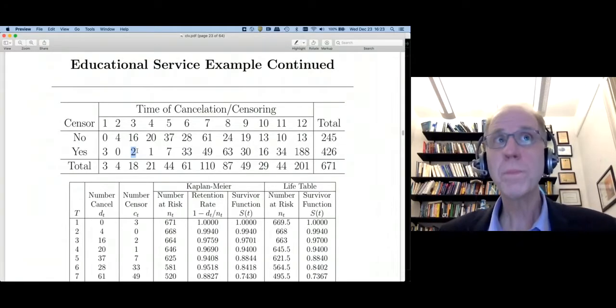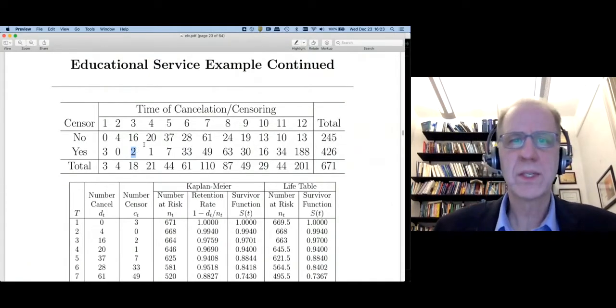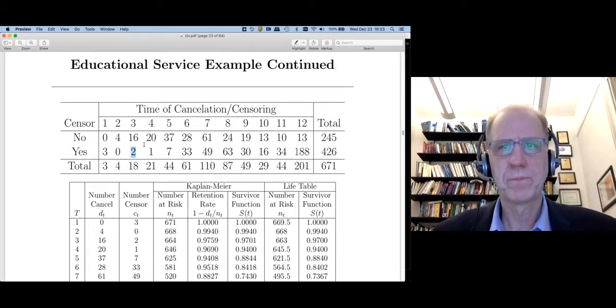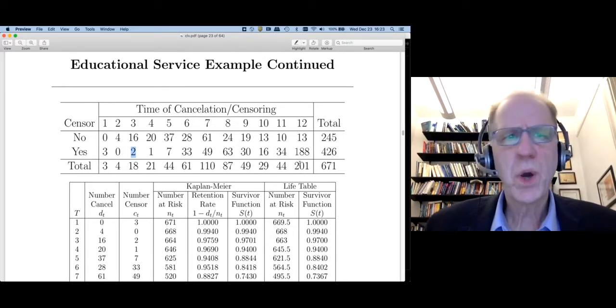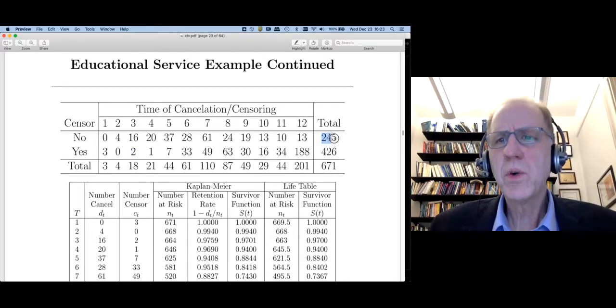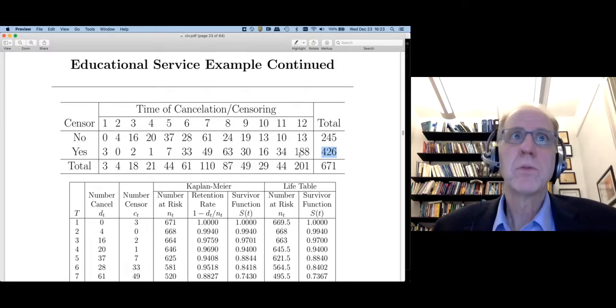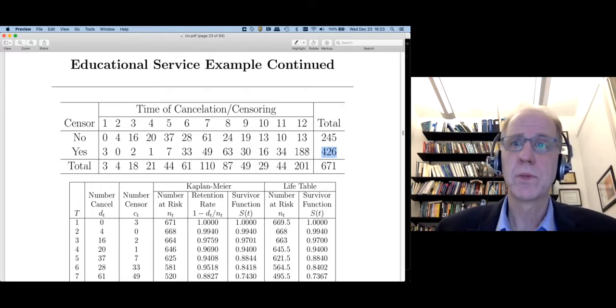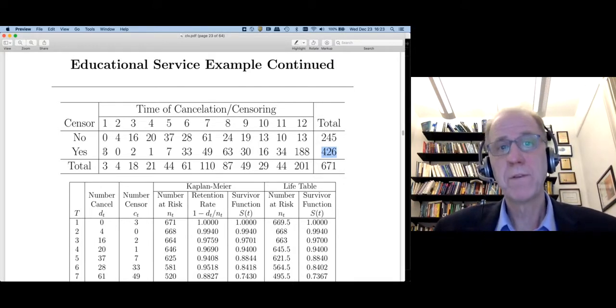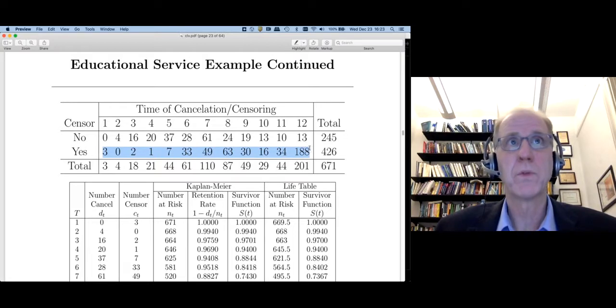All right, so I hope you understand what this table is describing. In total, we had 245 customers cancel. There are 426 customers who've been acquired, and I don't know what's going to happen next. So they've not canceled yet, but they flipped the coin a whole lot of times so far.